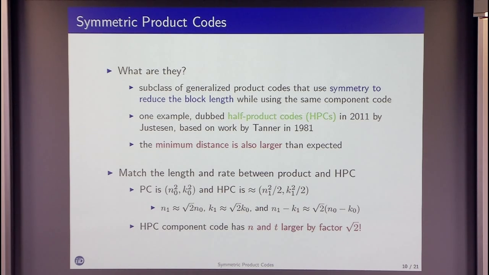The example I'm focusing on, which is the nicest example, is what's called half product codes by Justesen. When he introduced them, he actually credited them to Tanner. Tanner has a very similar construction, which we saw in Mary's talk. She had a nice picture of it. But it's not actually a product code in the sense that we want. It's just a nice graphical code.